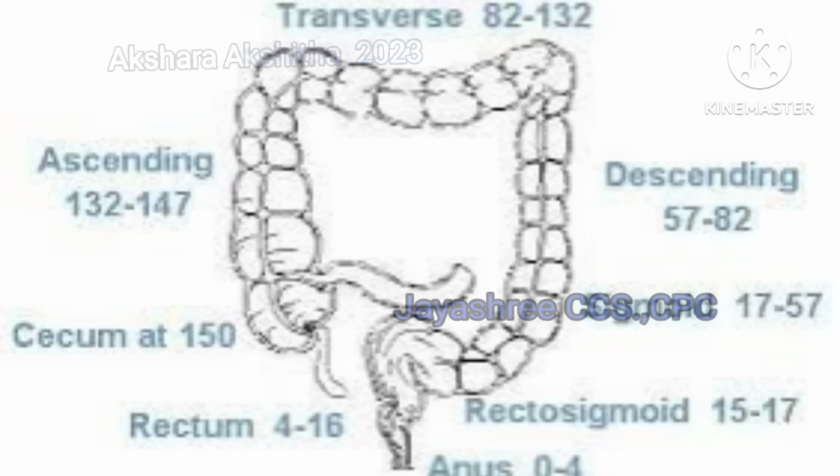For example, a polyp at 60 centimeters is there. The doctor is removing it by snare technique. Which colon ICD code will you give? 60 centimeters comes under 57 to 82 centimeters, so that is descending colon. So we have to code descending colon as the ICD code. Like that, by centimeter-wise we also have to identify the type of colon. Okay, so that's all about the colonoscopy coding guidelines. I hope you all understand.